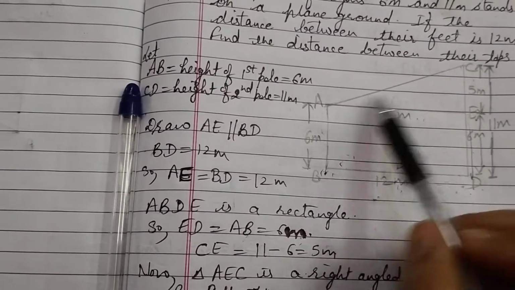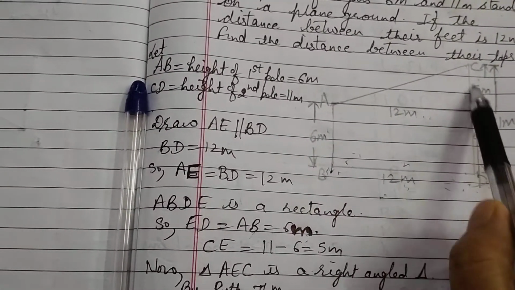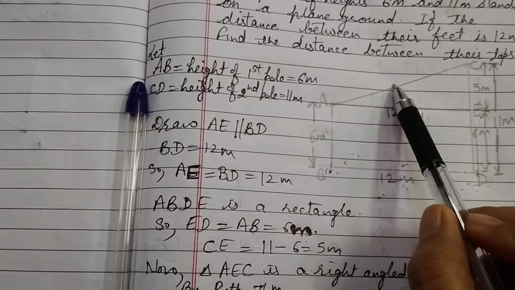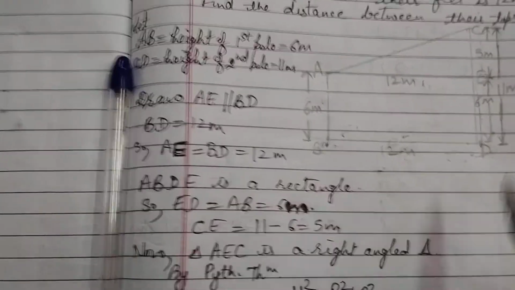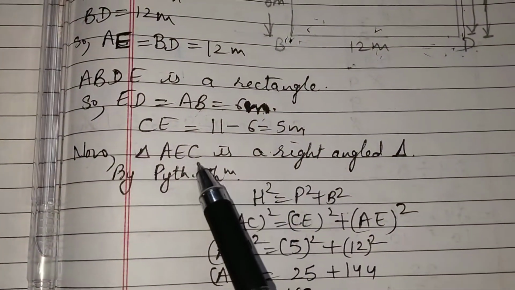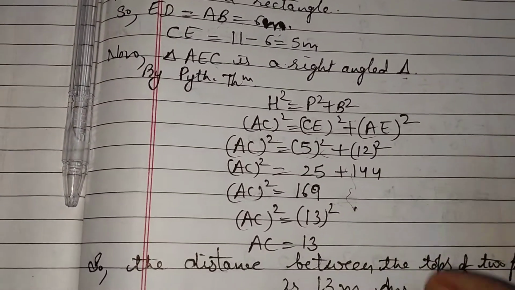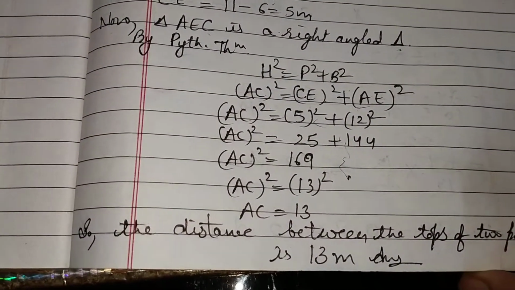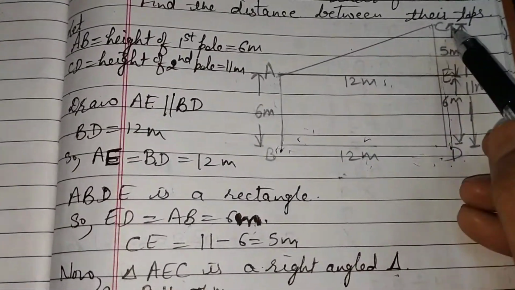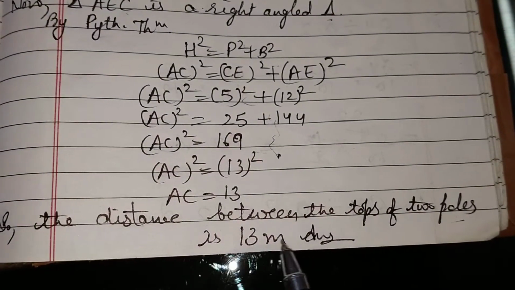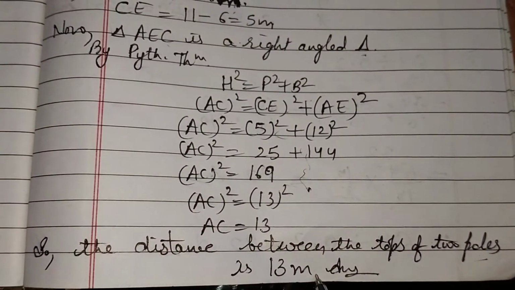Now we get a right angled triangle. Here this is the perpendicular and this is the base, so we can find the hypotenuse, as you already know for a right angle triangle. We find that AC, the distance between the tops of the two poles, is 13 meter. This is our answer.